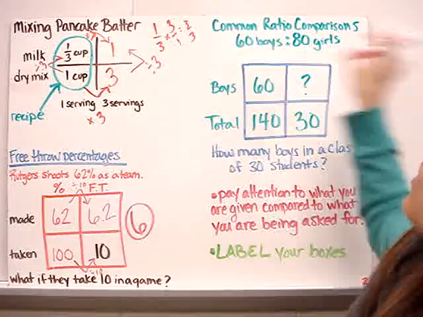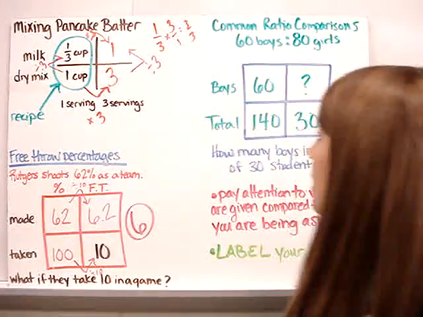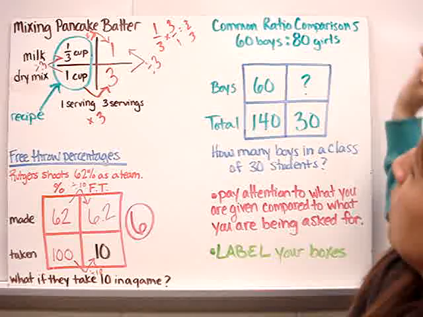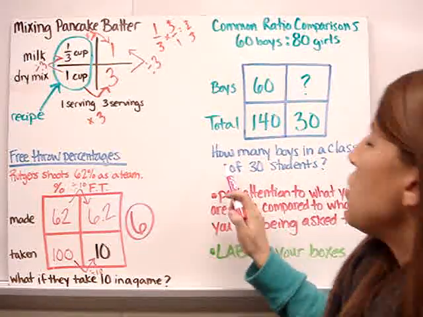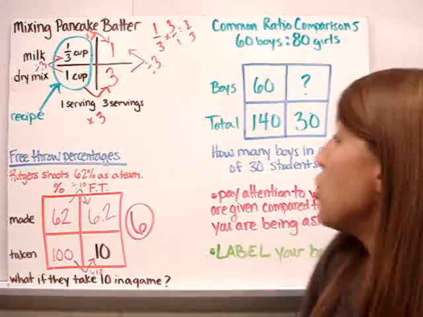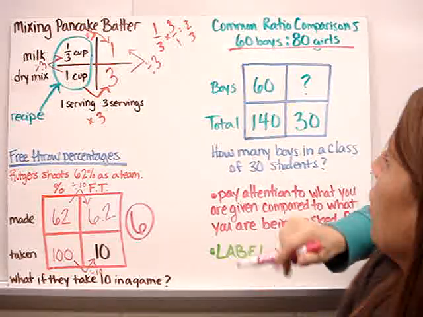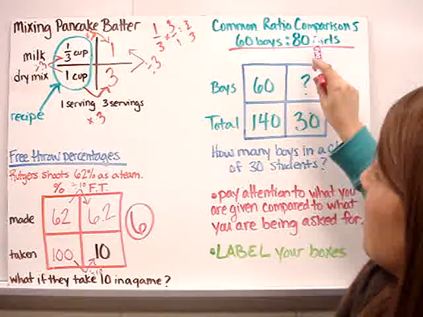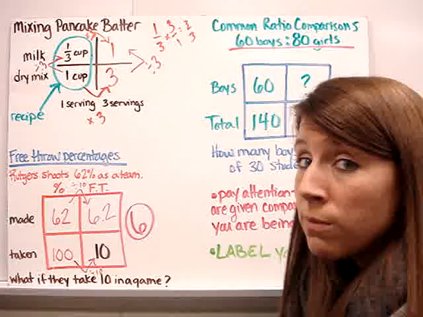Okay. Here's another one. We may have common comparisons between things like boys and girls. So here's a ratio you're given. For every 60 boys, there are 80 girls. So I've set up this ratio box because the question that it asks me is, how many boys are in a class of 30 students if we have the ratio 60 boys to 80 girls? Well, boys to total then would be 60 plus 80. 60 boys out of 140 students total.